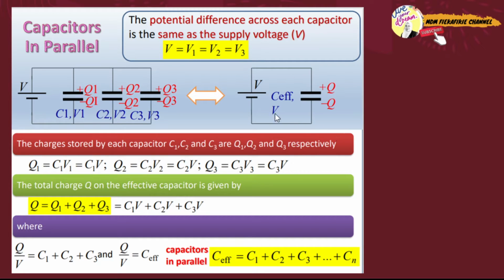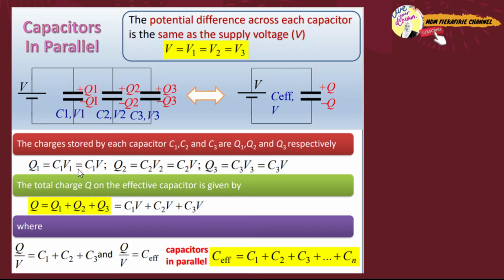So let's say we have calculated the total capacitance in the circuit. We can directly calculate the total charge in this circuit, where Q total is equal to C total times the voltage supplied to the circuit. So here Q total is equal to Q1 plus Q2 plus Q3. It means the charge stored by capacitor 1 plus the charge stored by capacitor 2 plus the charge stored by capacitor 3 is equal to the total charge Q.